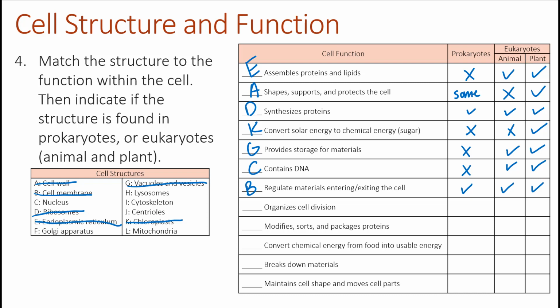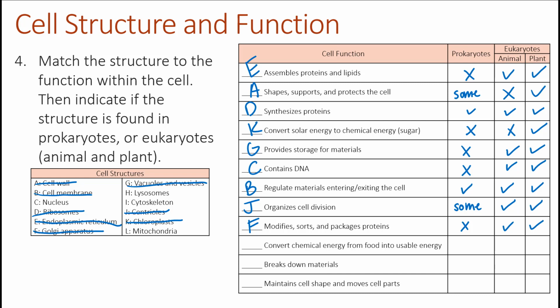Organizing cell division. So organizing cell division is the job of the centrioles. And some of our prokaryotes will have centrioles, and they will be present in eukaryotic cells. Next, we have modifies, sorts, and packages proteins. So that is the job of the Golgi apparatus. And the Golgi apparatus is not present in prokaryotes, but it is in eukaryotes.